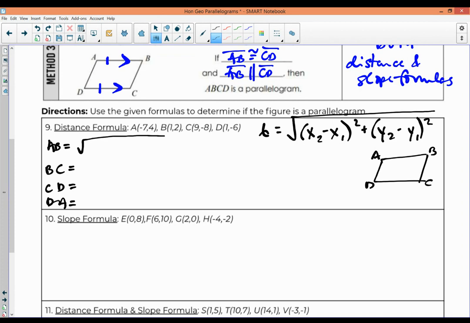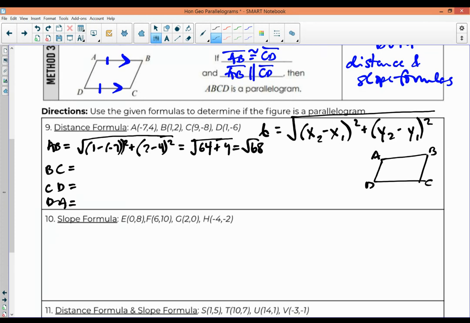All right, so I'll go a little slower with the first one. I'm going to do the square root of 1 minus negative 7 squared plus 2 minus 4 squared. When I look at those as separate terms, with extra parentheses, 1 minus negative 7 is 8. 8 squared is 64. 2 minus 4 is negative 2. Square that, that's positive 4. So that's the square root of 68. I'll leave it there for now and see.